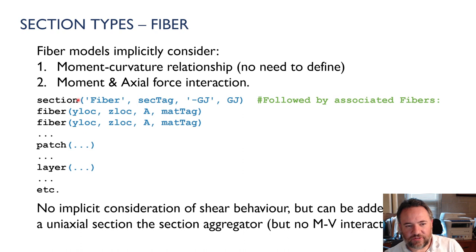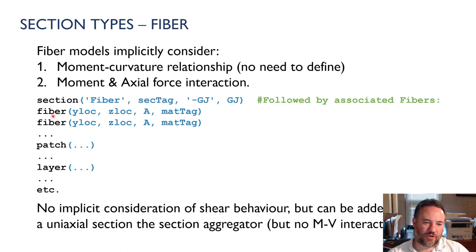Okay, so anyway, I define my section. The most important thing is called fiber. I give it a unique section tag integer. And then I just go ahead and define my fibers. I could do that individually. I could say, here's one fiber, here's another fiber with a certain area, here's another fiber with a certain area, and I can do that over the entire cross section. Of course, that would be very tedious.